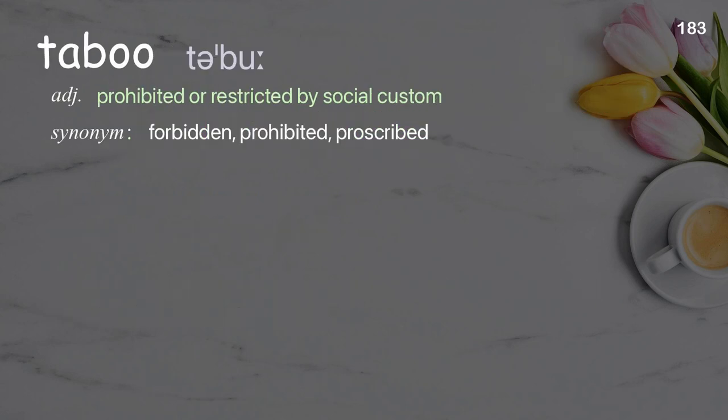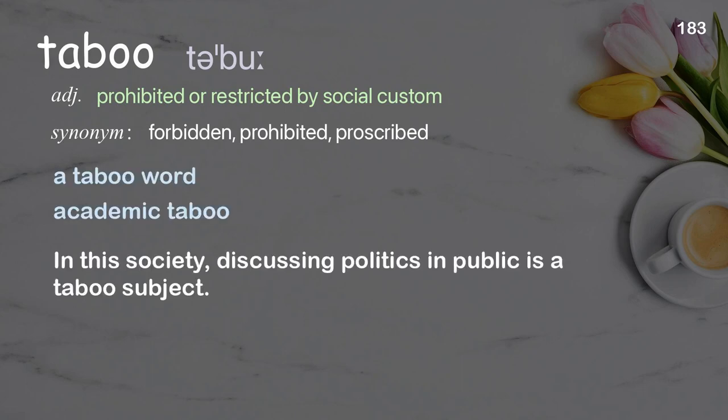Taboo. Prohibited or restricted by social custom. Examples: a taboo word, academic taboo. In this society, discussing politics in public is a taboo subject.